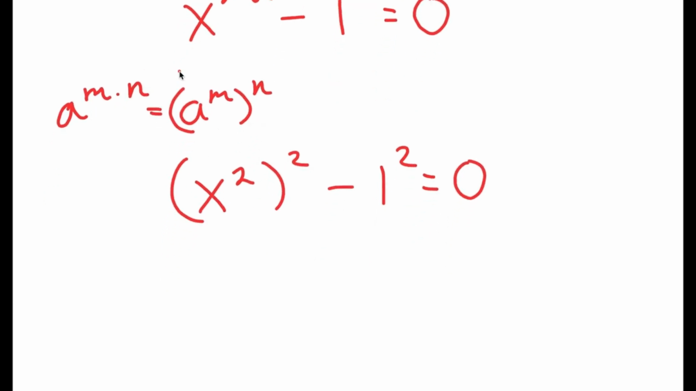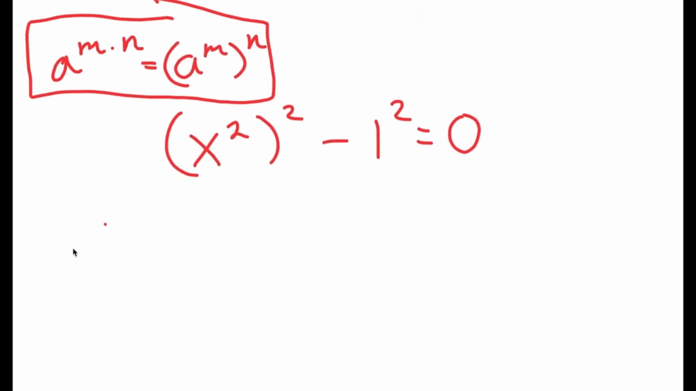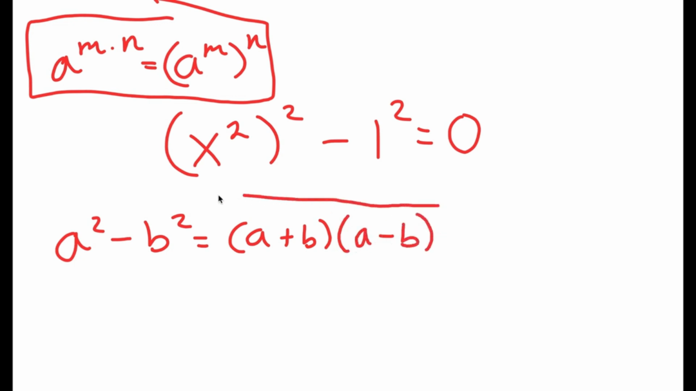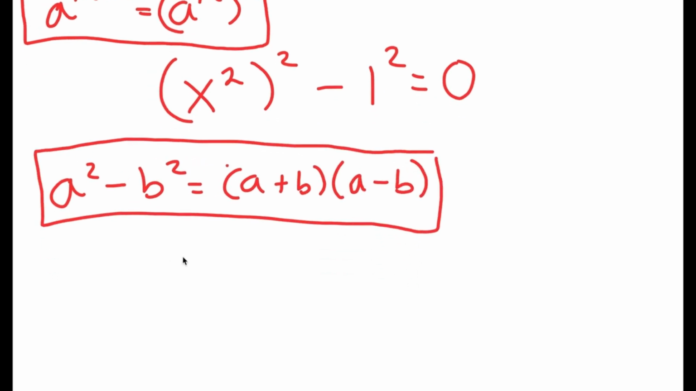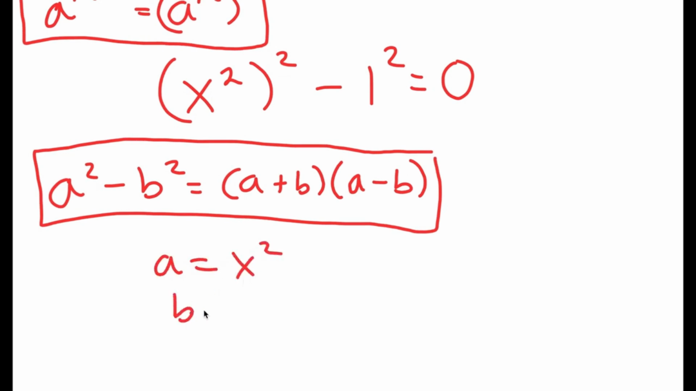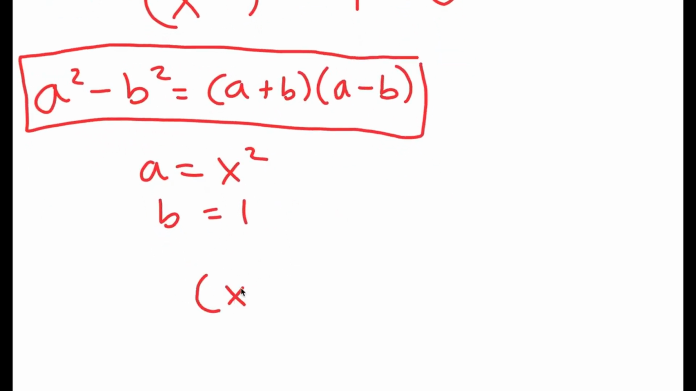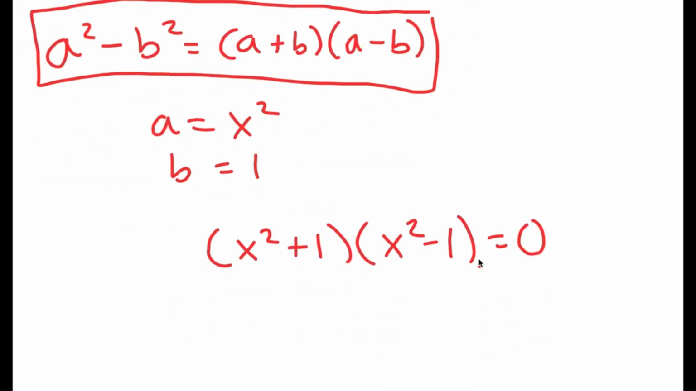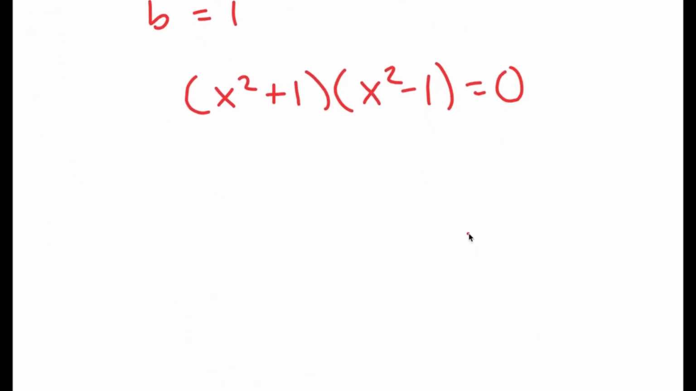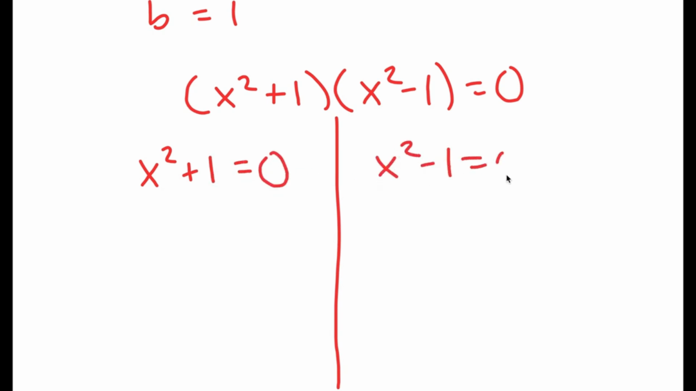And now another property I can use is a squared minus b squared is equal to a plus b times a minus b. So in this case, a is x squared and b is 1. So I get x squared plus 1 times x squared minus 1 is equal to 0. Now this gives me two equations. I get x squared plus 1 is equal to 0, and x squared minus 1 equals 0.